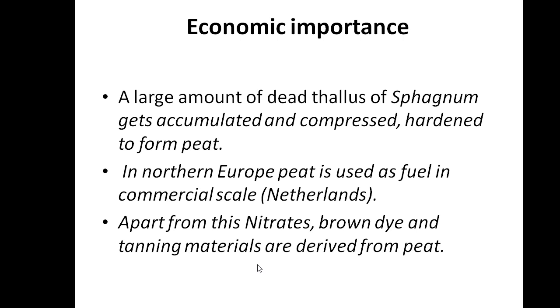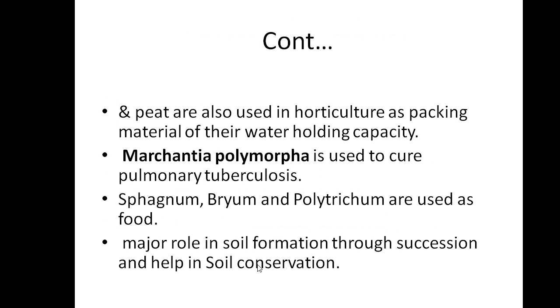Tanning material means it is going to tan something, that is, the hard material goes soft by using the tanning material of peat. And as a continuation, peat is also used in horticulture as packing material for its water holding capacity. So peat is used in horticulture as packing material and for other purposes.